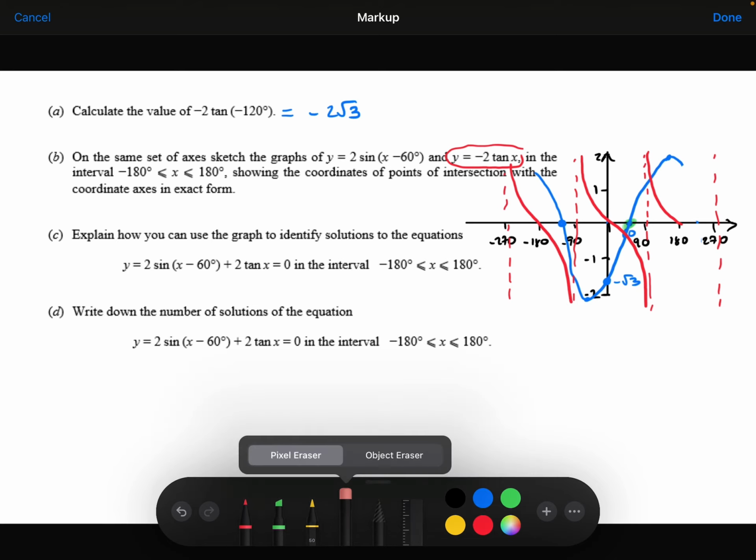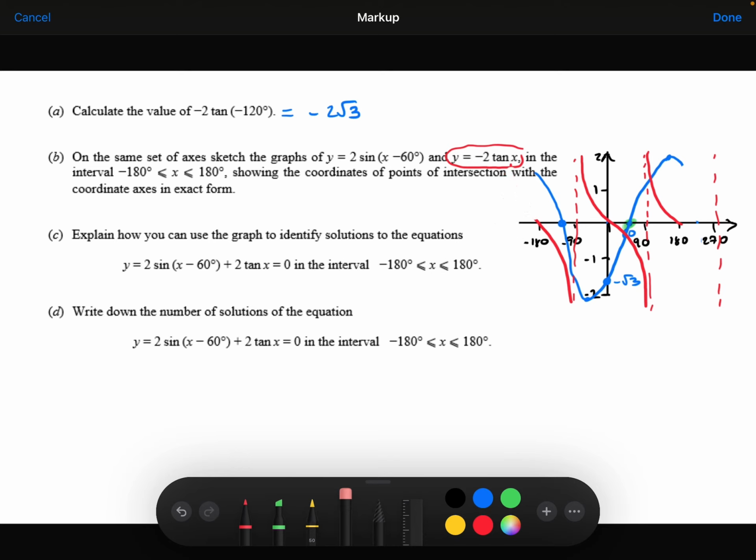And then again, just remember, we don't actually need the bits less than minus 180, or greater than 180. And there we go. I've drawn both of those graphs on the same set of axes, and I have marked on all of the coordinates of intersection. So yeah, that's part B of this question done.